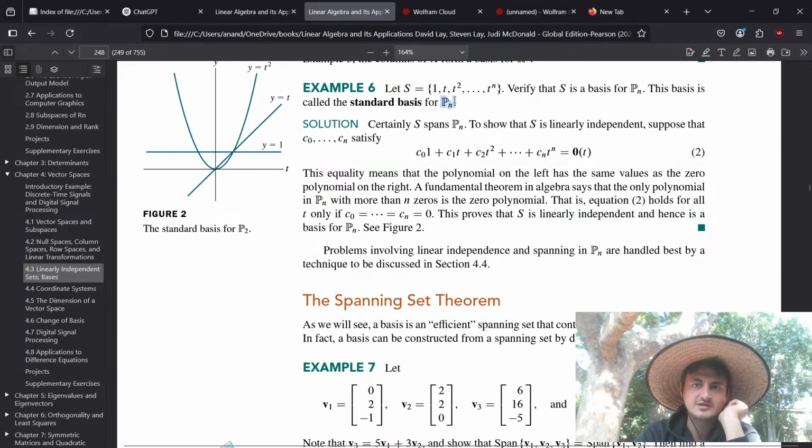Pn seems very interesting to study. The fact that it's a vector space is pretty cool.